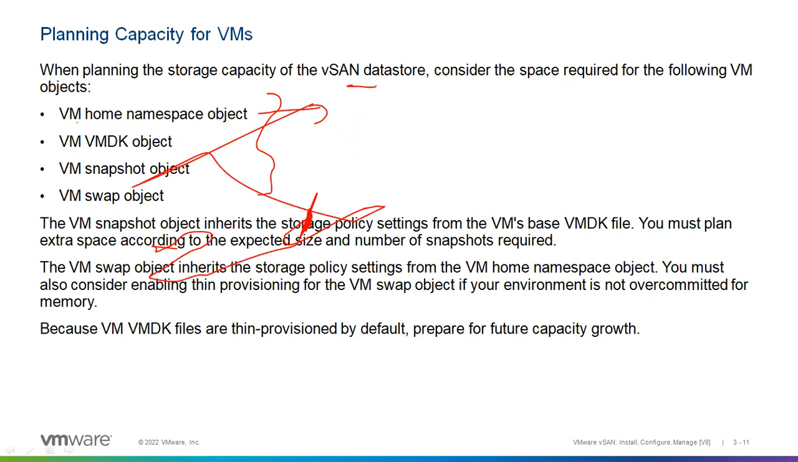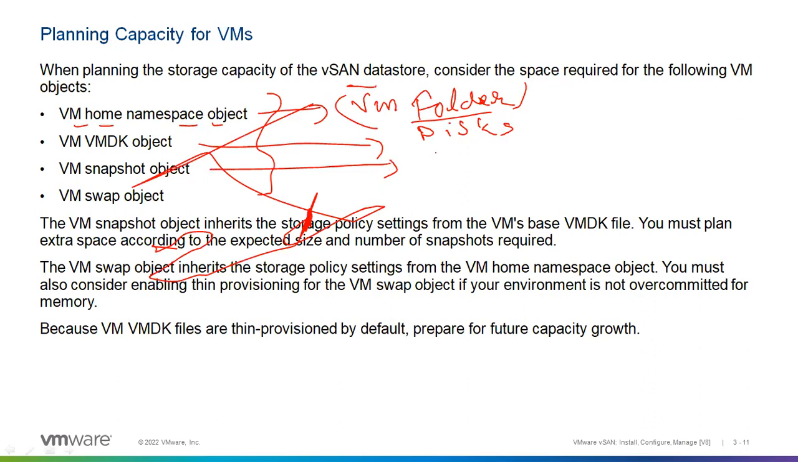So, VM home namespace. When we say VM home namespace, it is primarily your VM folder, right? Each VM creates a folder with its name. VMDKs are my virtual disks. Snapshot is the delta disks that are used for a snapshot. And the swap object is my swap file that is created by the virtual machine. But the swap file is temporary. It's not the mandatory one. It swaps only when some memory overhead comes. You know very well, right?